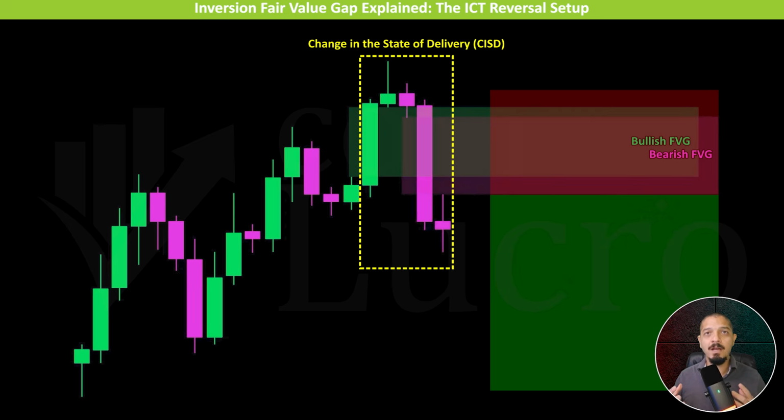Finally, when the area of a fair value gap overlaps with an inversion zone, the confluence between these two structures can create a high probability trading opportunity for a short position.